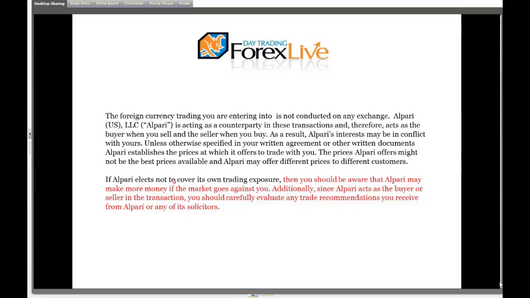So the second paragraph says, if Alpari elects not to cover its own trading exposure, then you should be aware that Alpari may make more money if the market goes against you. Additionally, since Alpari acts as the buyer or seller in the transaction, you should carefully evaluate any trade recommendations you receive from Alpari or any of its solicitors. So why is that important?